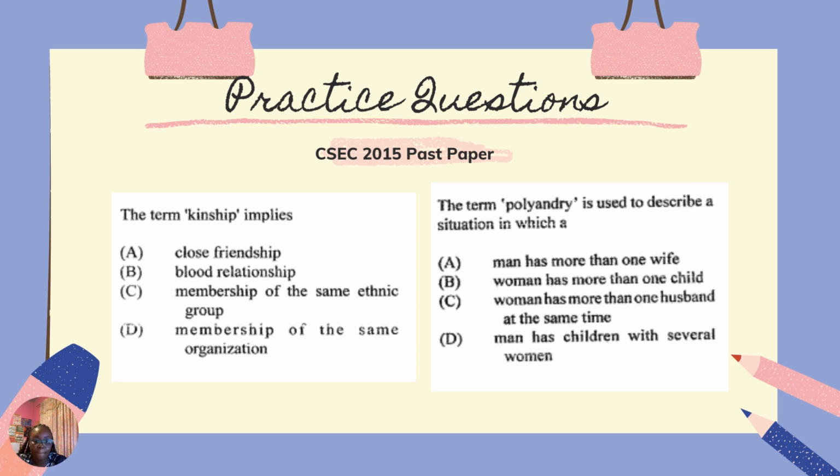So A, man has more than one wife. No. B, woman has more than one child. We're not looking at children. We're looking at marriages. C, woman has more than one husband at the same time. Therefore, C would be the answer.